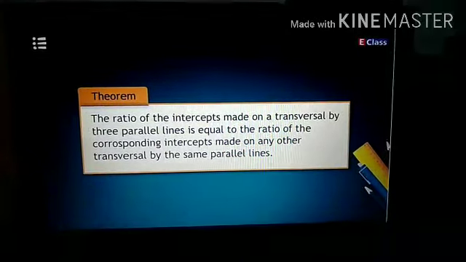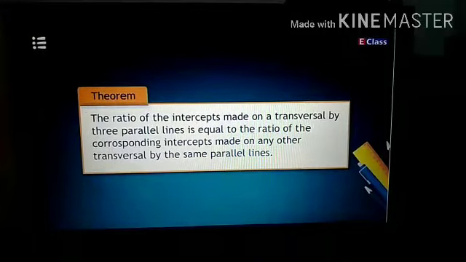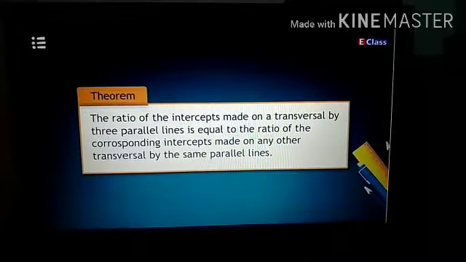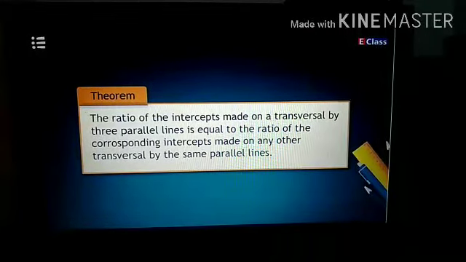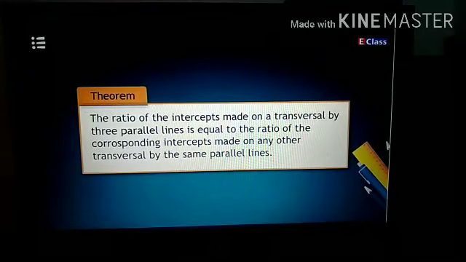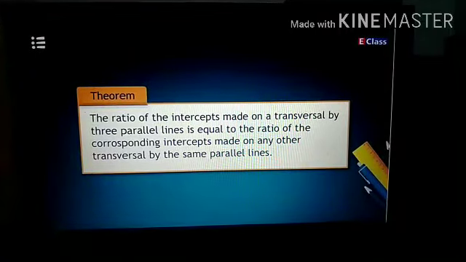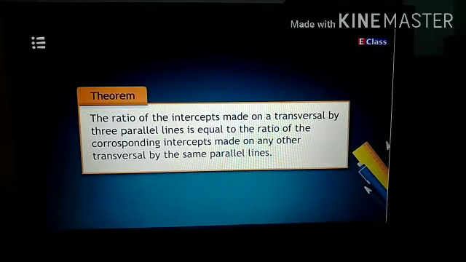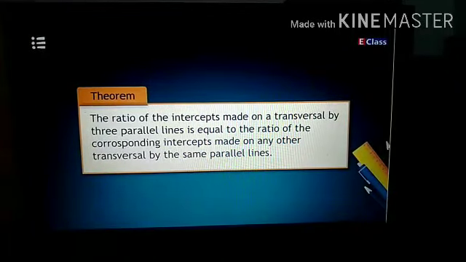Let us now see the theorem based on it. The statement of the theorem is: the ratio of the intercepts made on a transversal by three parallel lines is equal to the ratio of the corresponding intercepts made on any other transversal by the same parallel lines.